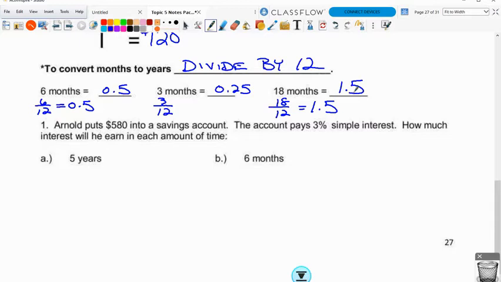And in this example, we're told that Arnold puts $580 in a savings account. The account pays 3% simple interest. How much interest will he earn in each amount of time?